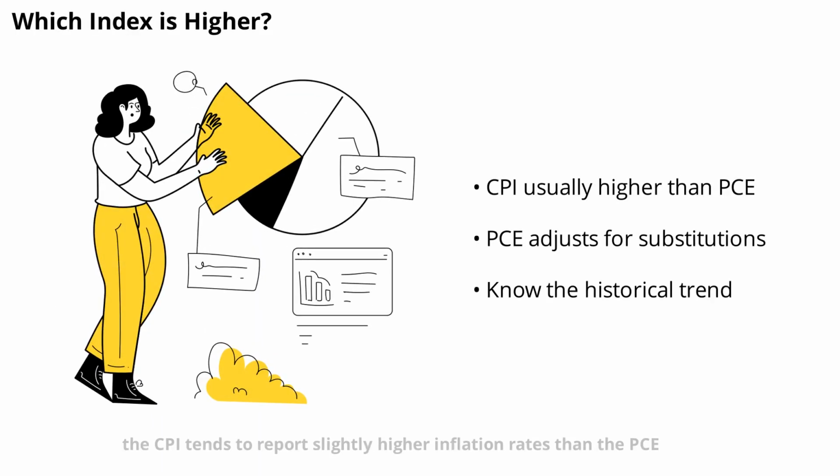Historically, the CPI tends to report slightly higher inflation rates than the PCE. This is due to differences in coverage, weighting, and the ability to account for substitution effects. For example, when prices rise, PCE's dynamic basket can adjust more quickly, often resulting in lower reported inflation. Understanding these trends can help you interpret the numbers and avoid confusion when comparing the two indices.